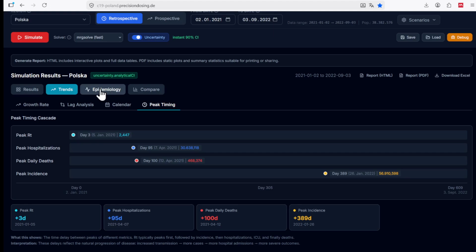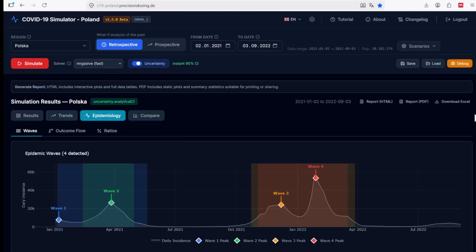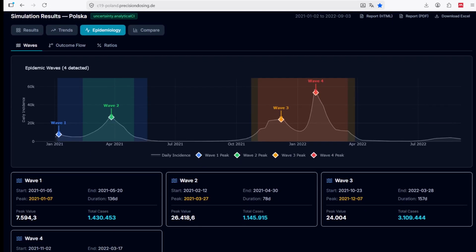In the Epidemiology section, you first see a wave detector. It uses smoothed incidence data to identify distinct epidemic waves. A wave is defined by a peak that rises above 10% of the maximum value, with at least 21 days between peaks.